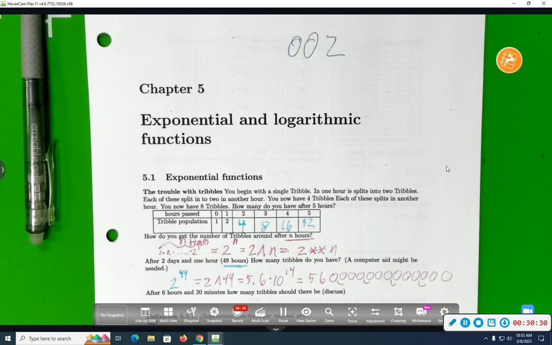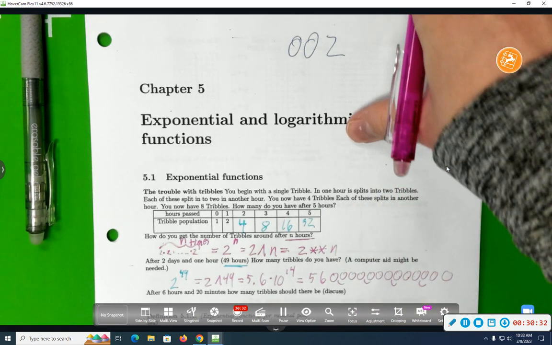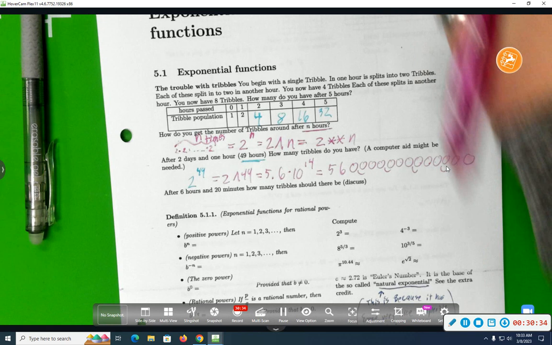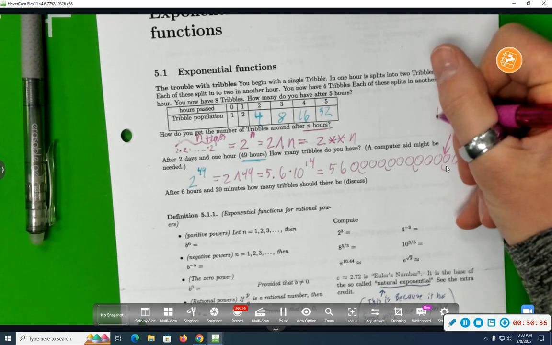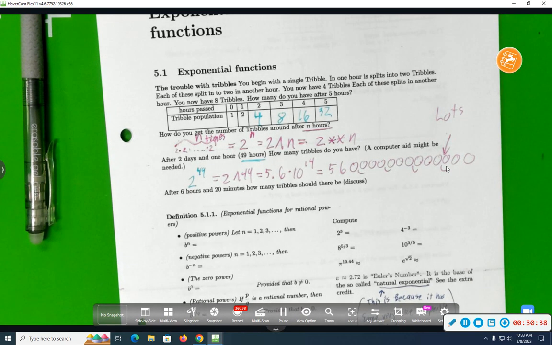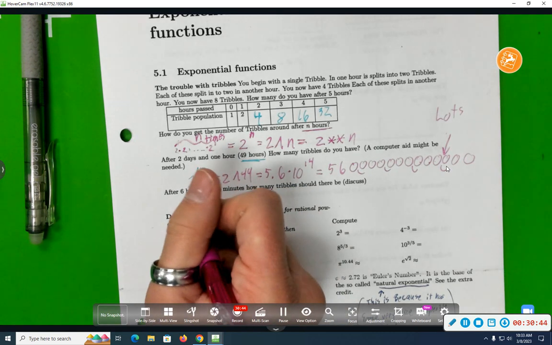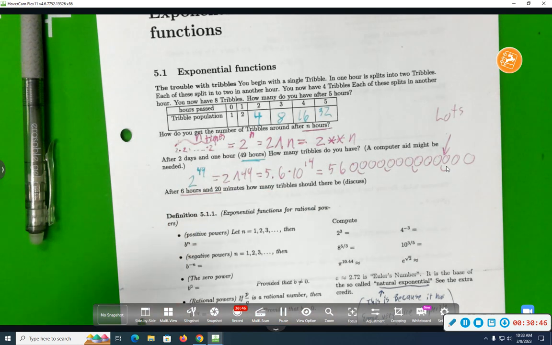So here's the takeaway here. It's a big number. Exponentials tend to get big pretty quickly. Let's ask this: after 6 hours and 20 minutes, how many tribbles will we have? This is like a discussion. What do you think?